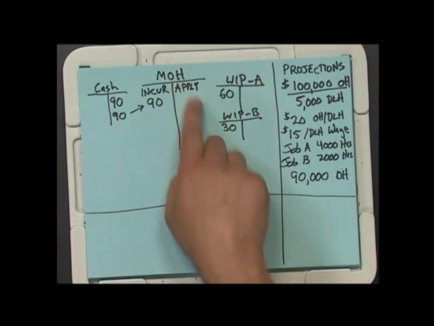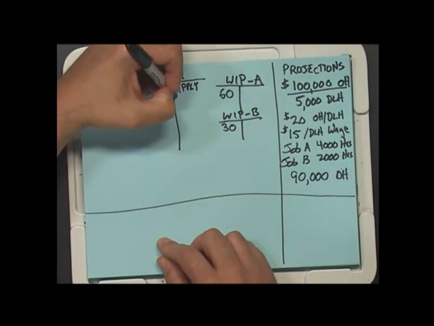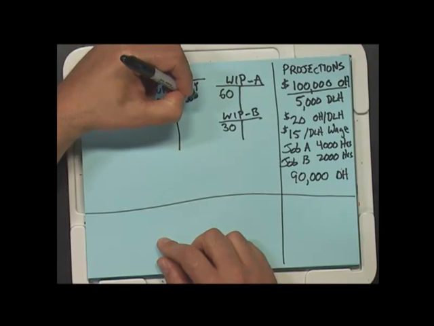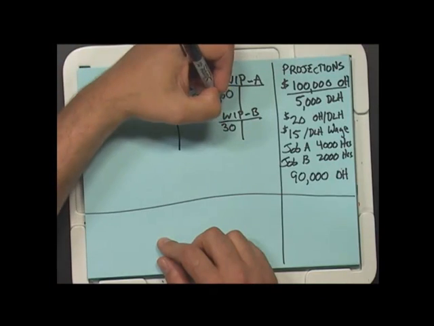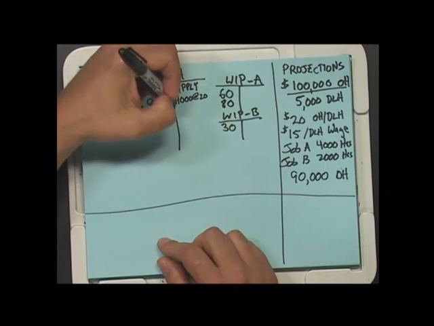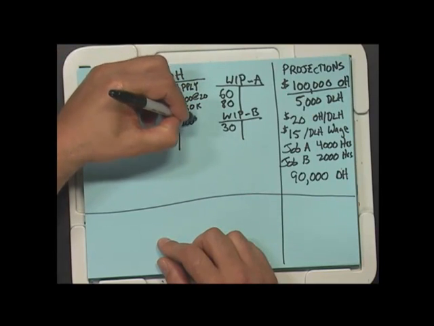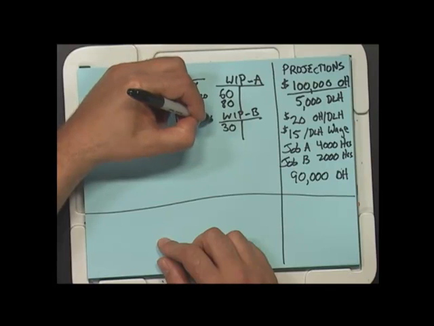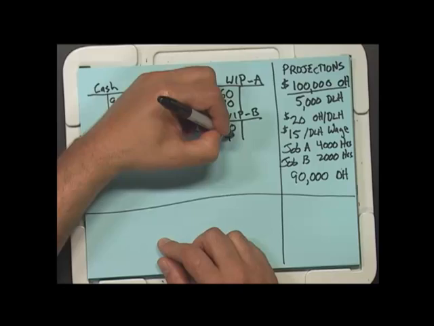So when we apply it, we're counting up these hours, and we've got 4,000 at 20, which is $80,000, and that's going into job A. And then we have our 2,000 at 20, and that's 40,000. And that's going to go into job B.